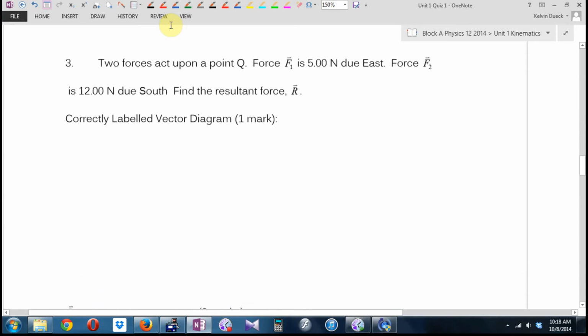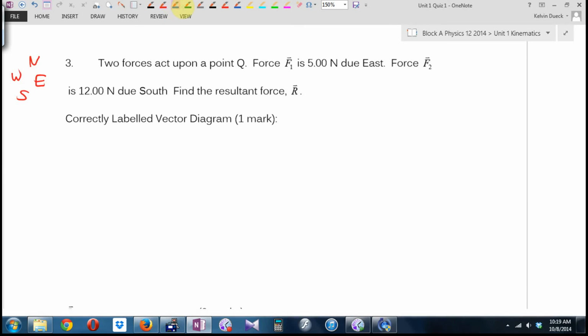Ooh, some vectors. 2 forces act upon a point Q. Force F1 is 5 newtons due east. Force F2 is 12 newtons due south. Find the resultant force R. 1 mark for a correctly labeled vector diagram. Is there directions in this question? You know what? The number of times I botched that would amaze you.